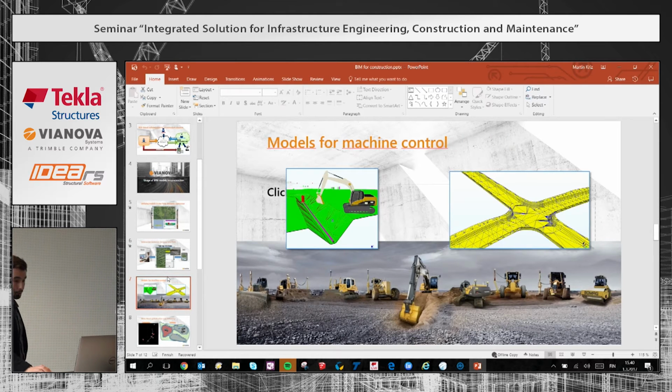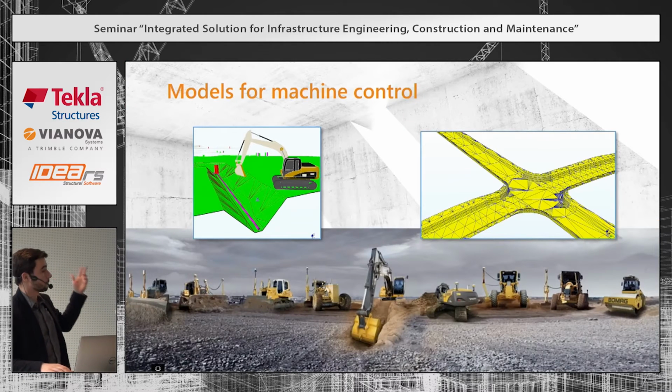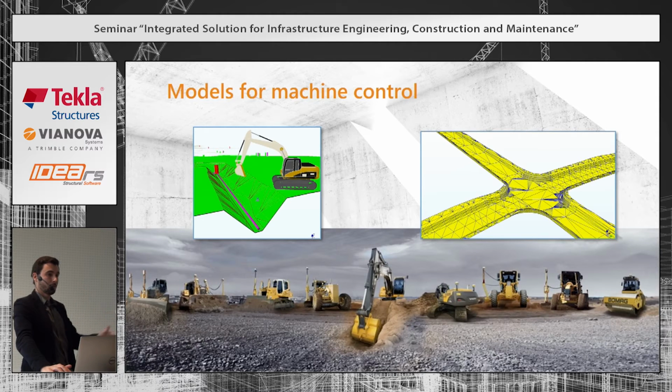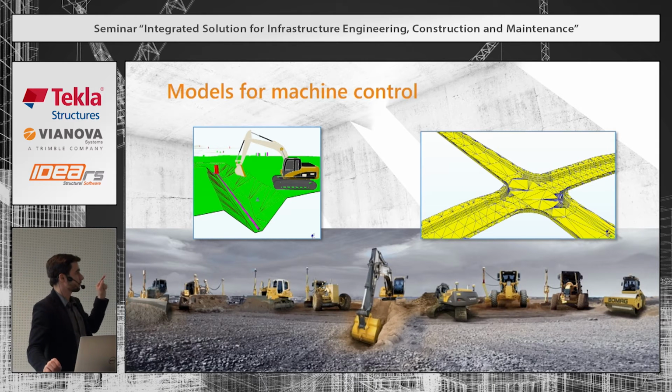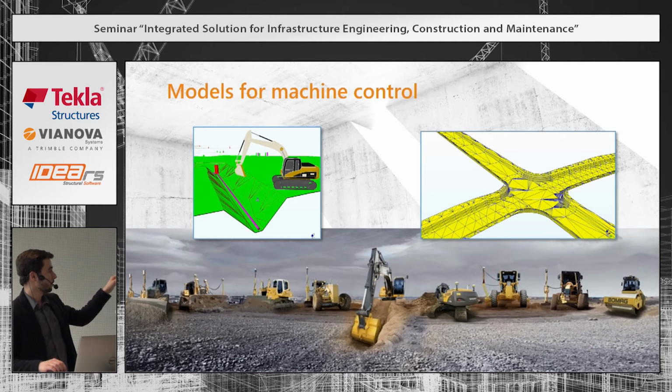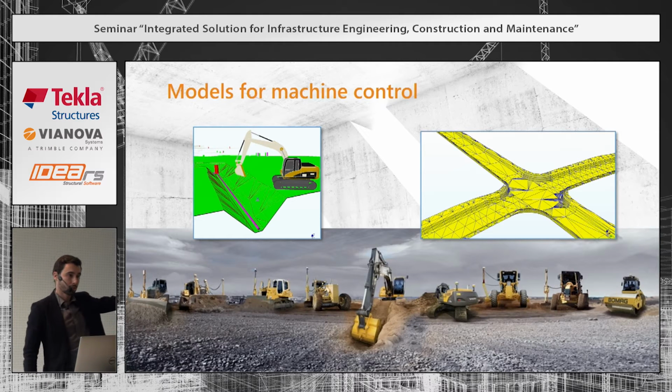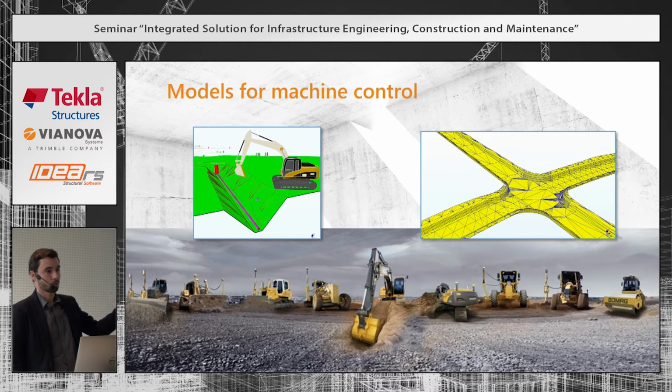Then another thing where the models are actually taking the most out of the models is machine control. How many of you have never ever heard about machine control? There's one. So machine control, to put it shortly, is where we put GPS or some other type of positioning technology on the machine. It could be an excavator, it could be a bulldozer, whatever machine. And so the excavator knows exactly where it's digging, to 1 centimeter accuracy or to the accuracy we need.